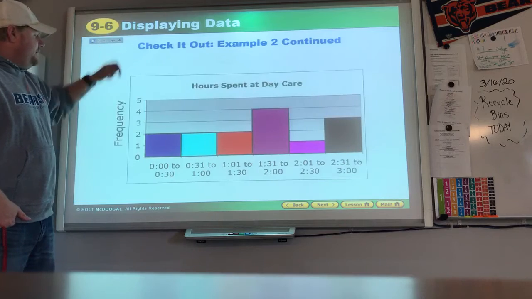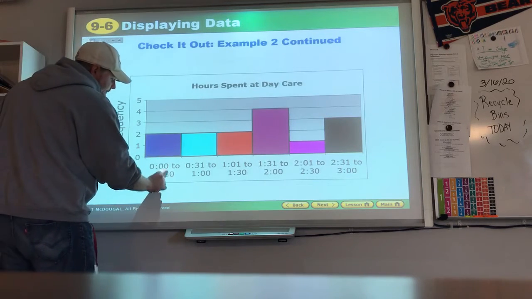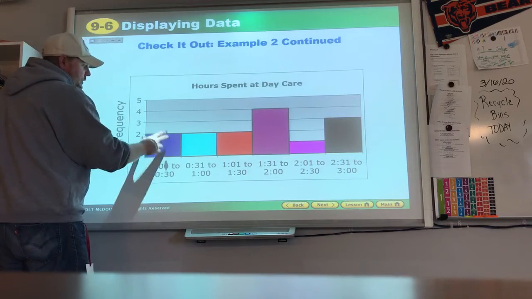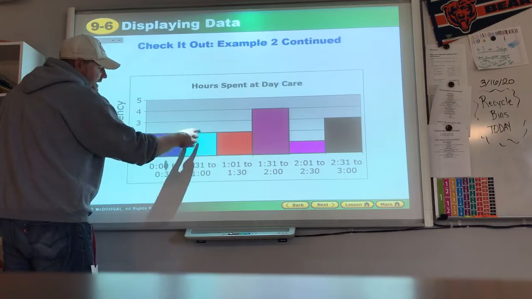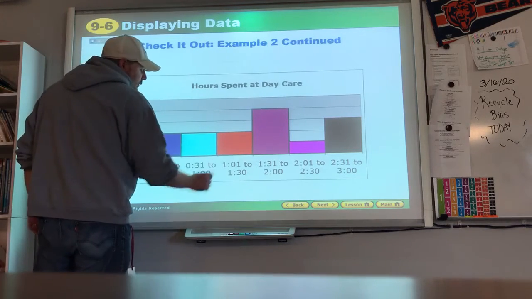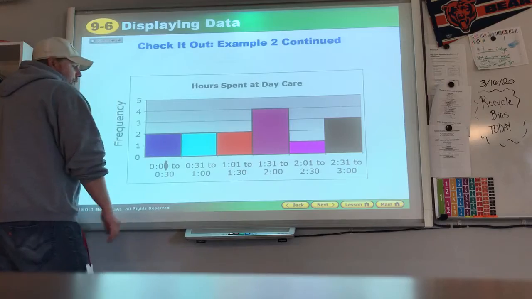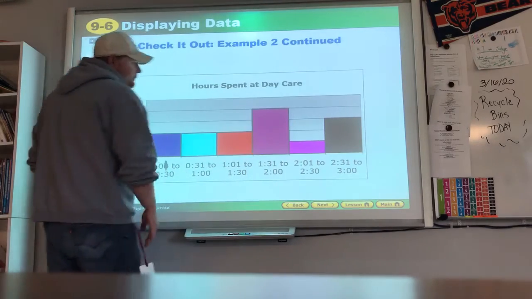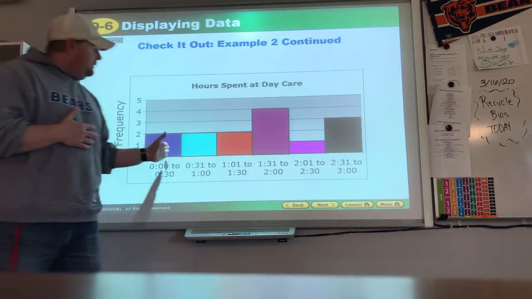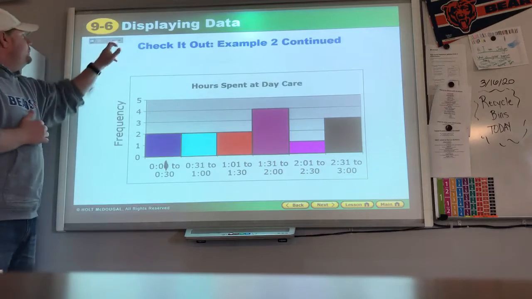Then we make our histogram. 1 to 30 minutes, there were 2. 31 minutes to an hour, there were 2. 1 hour and 1 minute to 1 hour and 30 minutes, there were 3. Here's where we have the big jump. No space left between because we cover the whole continuum.